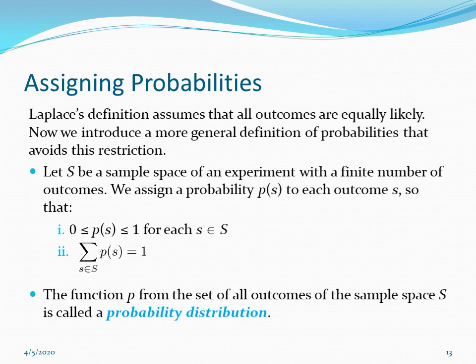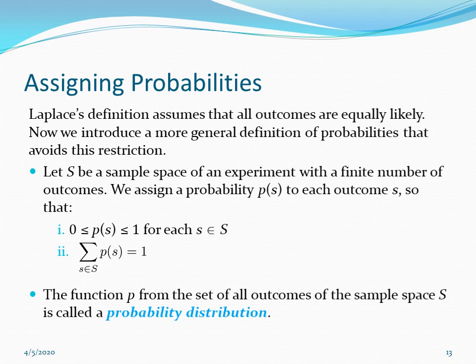The probability of any outcome or any event in the sample space must be greater than or equal to 0 and less than or equal to 1. Whichever way you assign probability, it must always be less than or equal to 1 and greater than or equal to 0. The second condition that any definition of probability must satisfy is that the sum of the probabilities of all the outcomes in the sample space must equal 1.